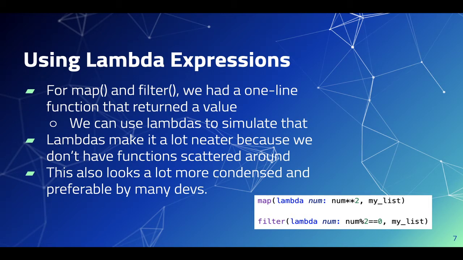We have lambda num, and then we're finding if num mod 2 is equal to 0, if it's even, and it applies that function to every element in the list. And if it returns true on any element, it keeps track of that, it adds it to the collection of values it has, and then we have to convert that to a list, and then we can use that later on in our code.